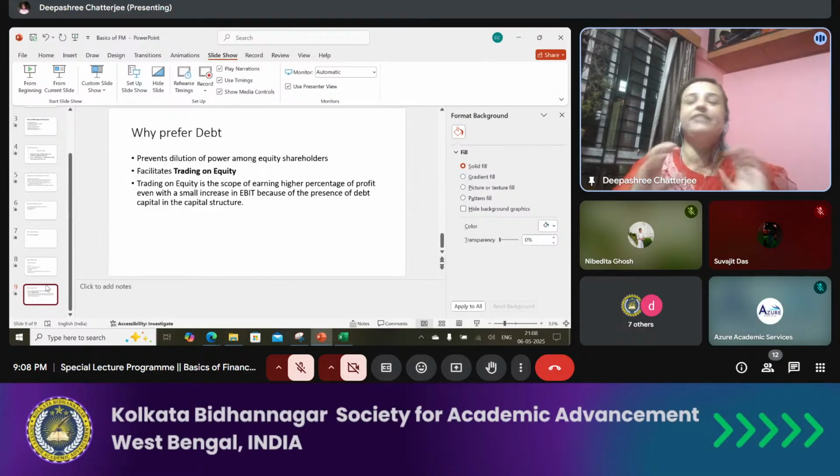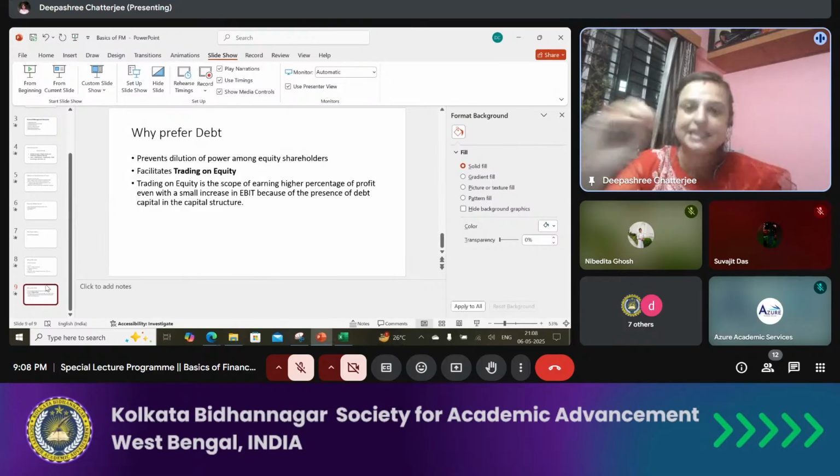Then, when we have raised the funds, the next decision is investment of funds, right? For this, we have a chapter called capital budgeting, where we have different methods like NPV, IRR, profitability index, payback period.